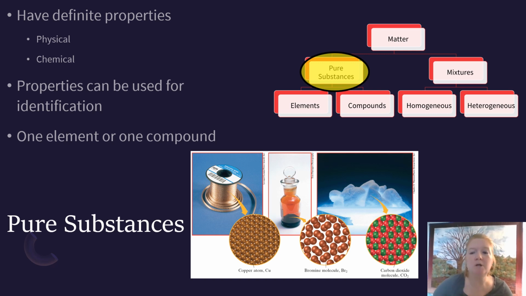So if the word substance is used, it is assumed you mean pure substance, so an element or a compound. So if you say, which substance is this? You mean which element or which compound is this? So anytime in a question you see the word substance, it means you are only talking about elements or compounds.